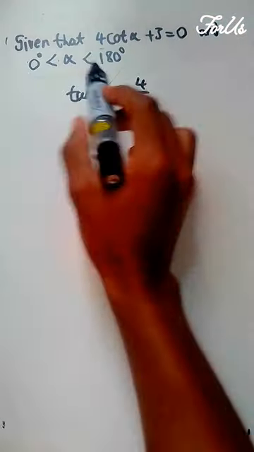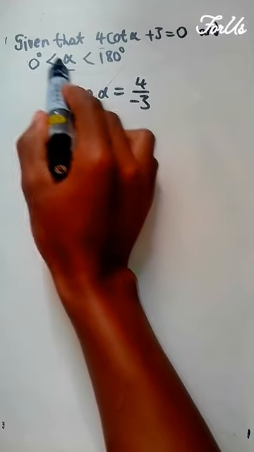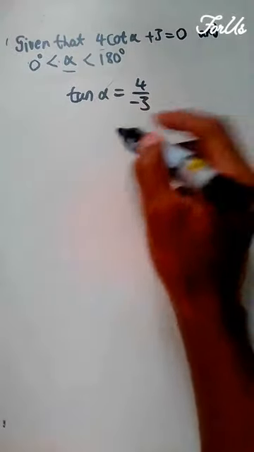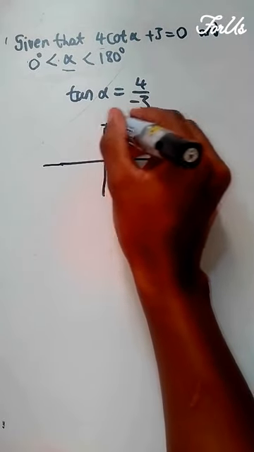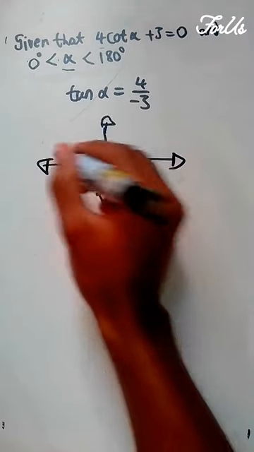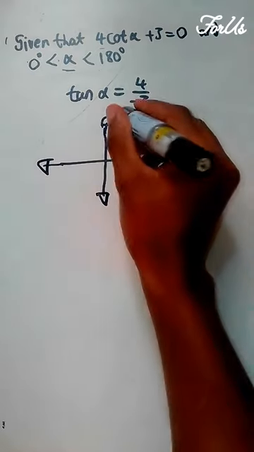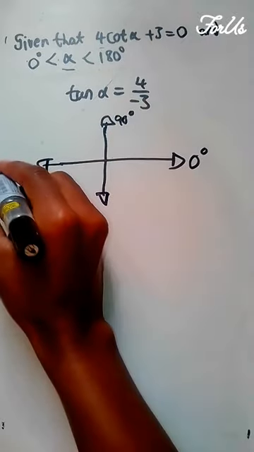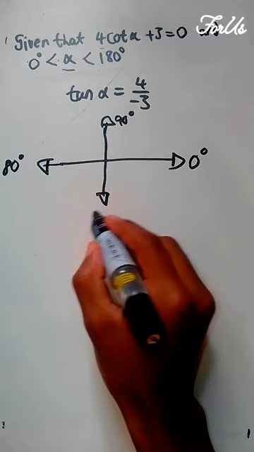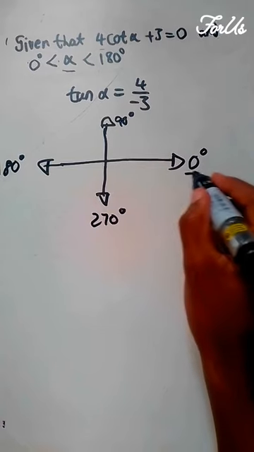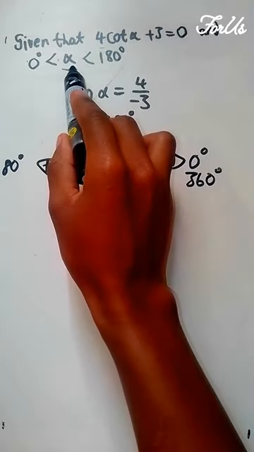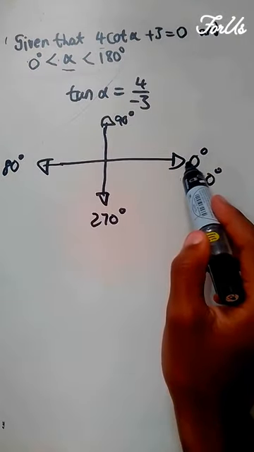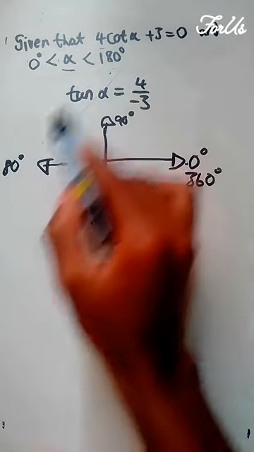Next we can come here. As you can see, they say that this theta is greater than 0 degrees but less than 180. Like I said, we're going to draw a triangle starting with a Cartesian plane. It's going to be something like this. Here is 0 degrees, 90 degrees, 180, 270, and 360 degrees. And this theta is greater than 0 degrees but less than 180.